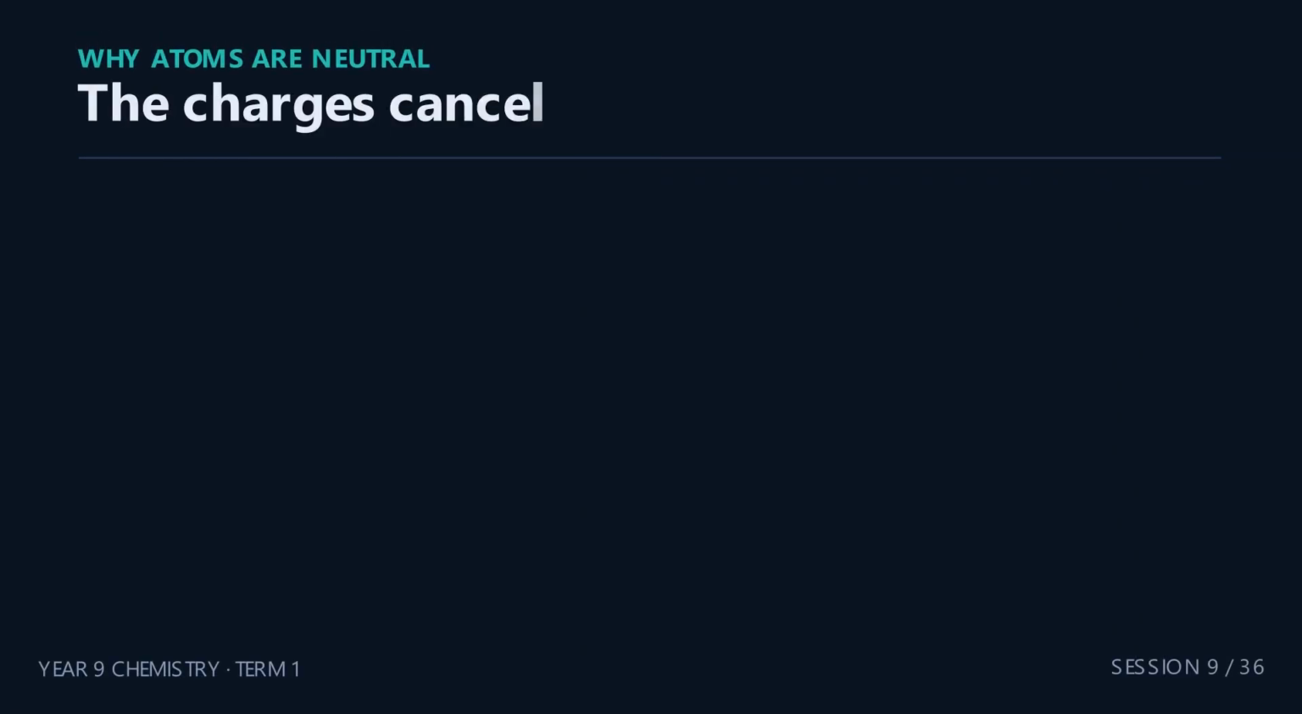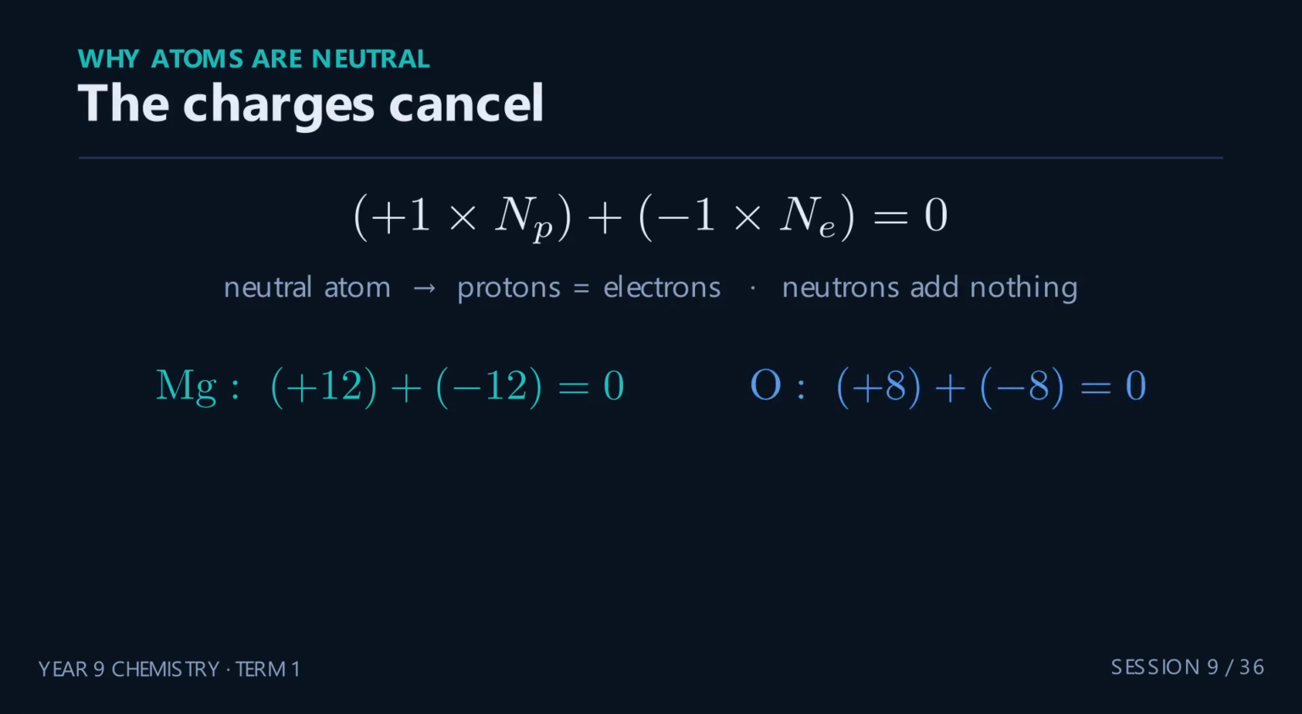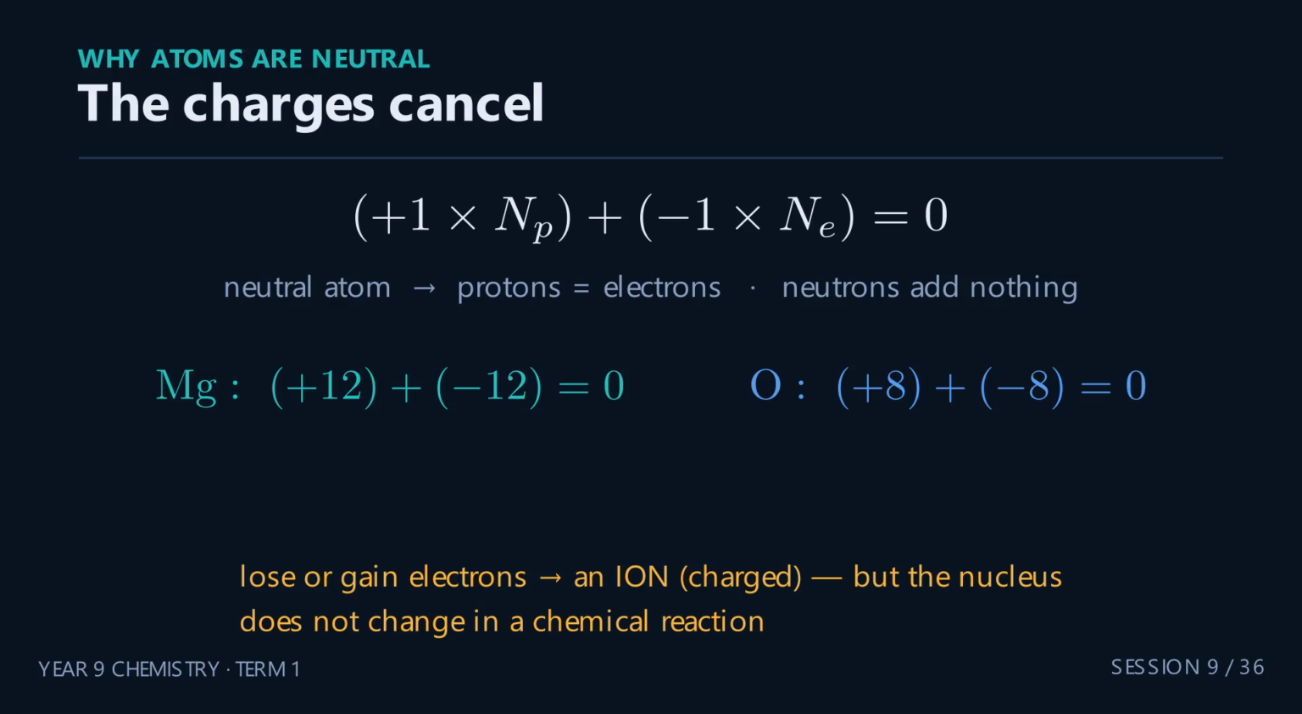Why is an atom neutral? Simple arithmetic. Each proton contributes +1, each electron contributes -1, neutrons contribute nothing. A neutral atom has equal numbers of protons and electrons, so the charges cancel exactly. Take magnesium: 12 protons, 12 electrons, +12, -12, total 0. Or oxygen: 8 protons, 8 electrons, +8, -8, 0. And if an atom loses or gains electrons, it becomes a charged ion, but the nucleus itself does not change in a chemical reaction.